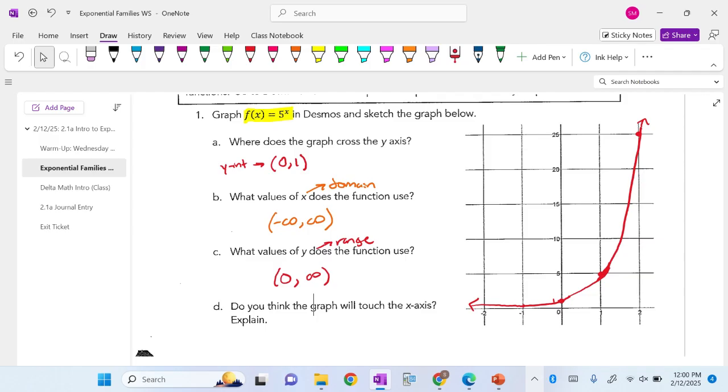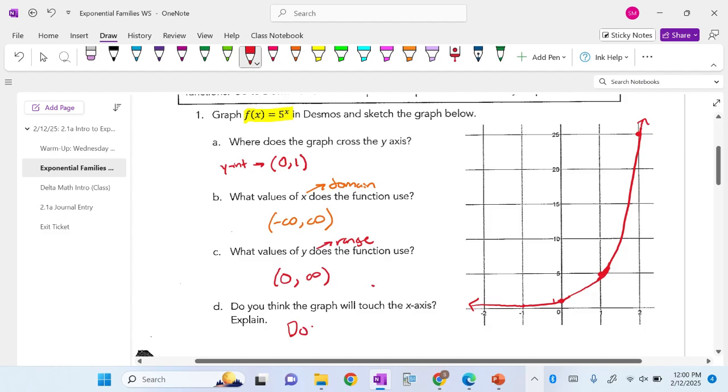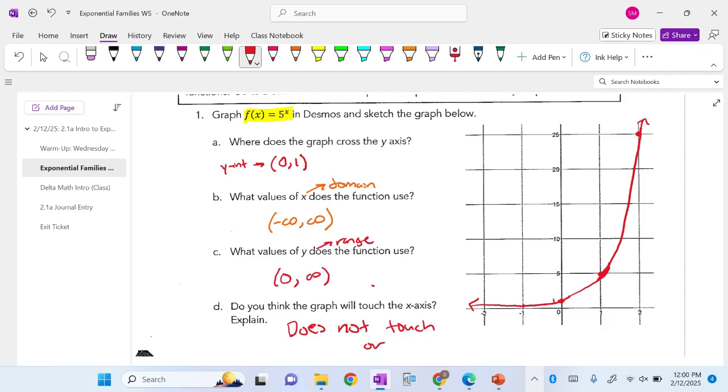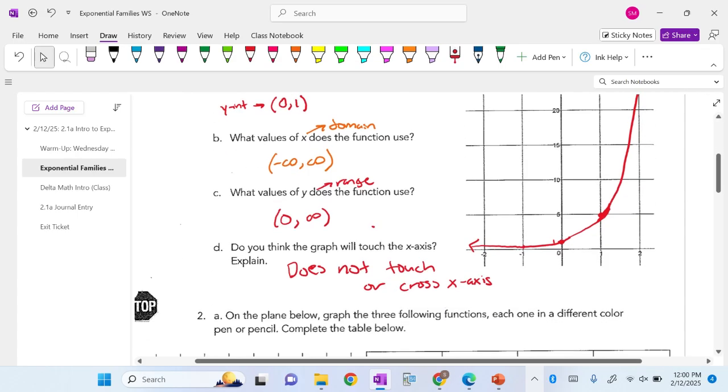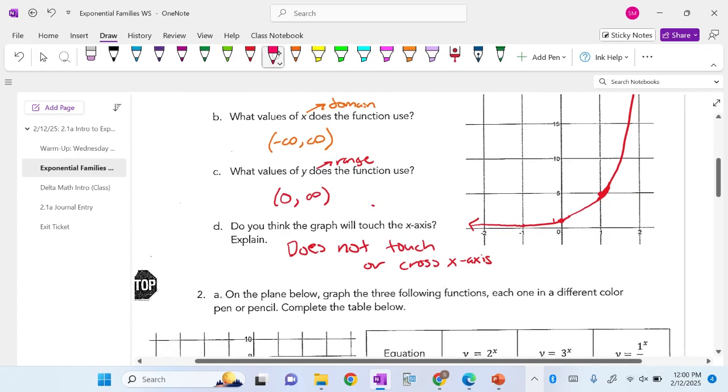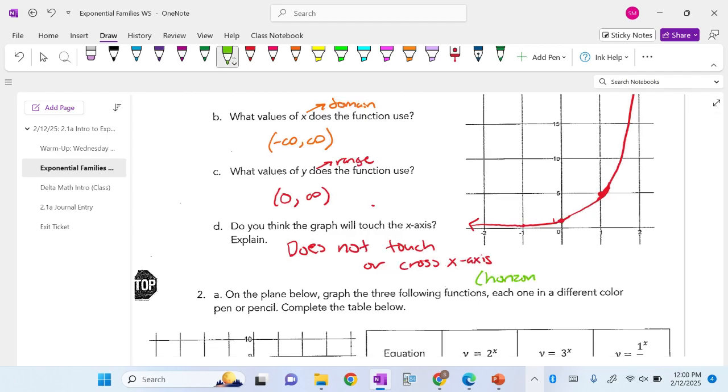Right. It kind of looks like it's going along the x-axis, but it doesn't actually go over it. So in reality, the graph does not touch or cross the x-axis. And the reason for that is something that we're later going to learn as a horizontal asymptote. And I'll explain what that is in a little bit.